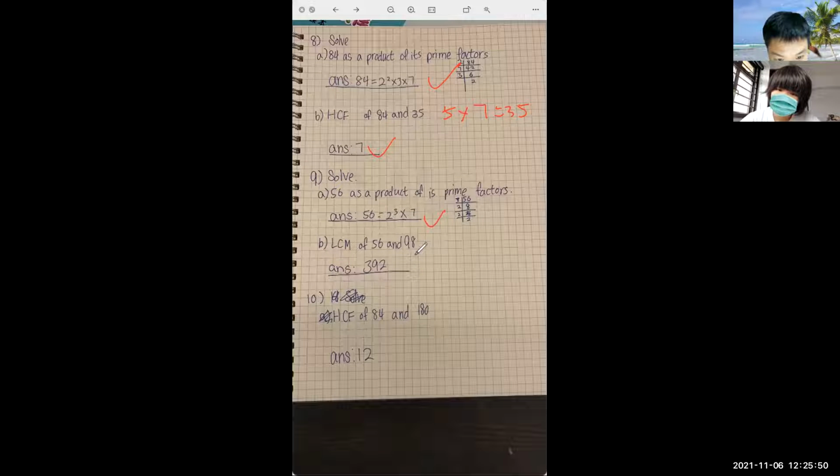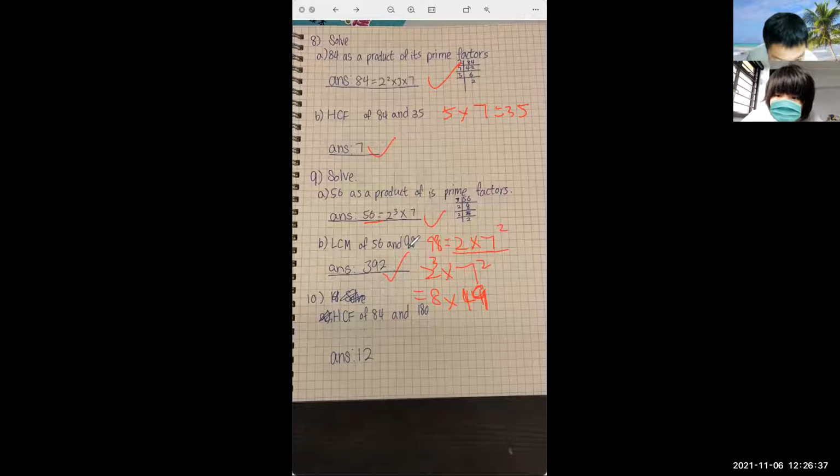This is 98. How come 98 is not given? So you need to do it yourself. 98 is what? 2, then you get 49, then 7 squared. So between this and this, you choose all prime numbers available, highest power. So you have 14 times... Are you correct or not? Oh, this is 49. I'm so sorry. So 8 times this. Okay, correct.